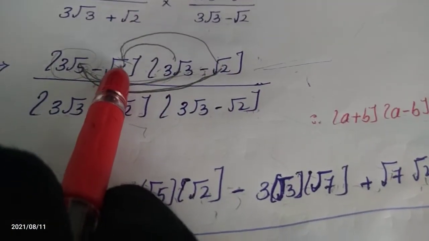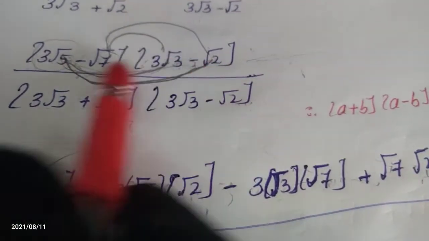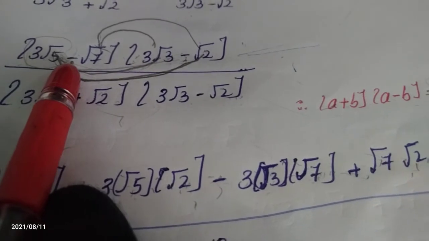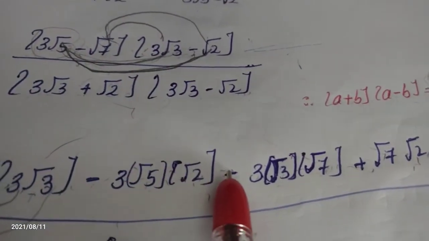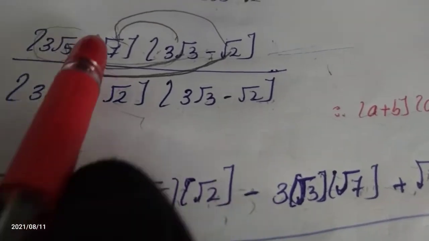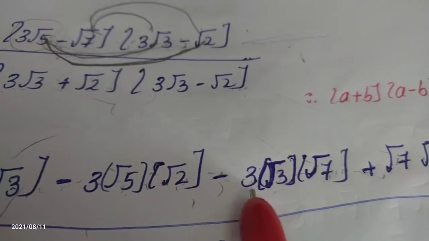Come to the second one. We have to multiply these two numbers. What is the sign? Here minus is there, here plus is there, so plus into minus is minus. That means root 7 into 3 root 3, with a minus sign.